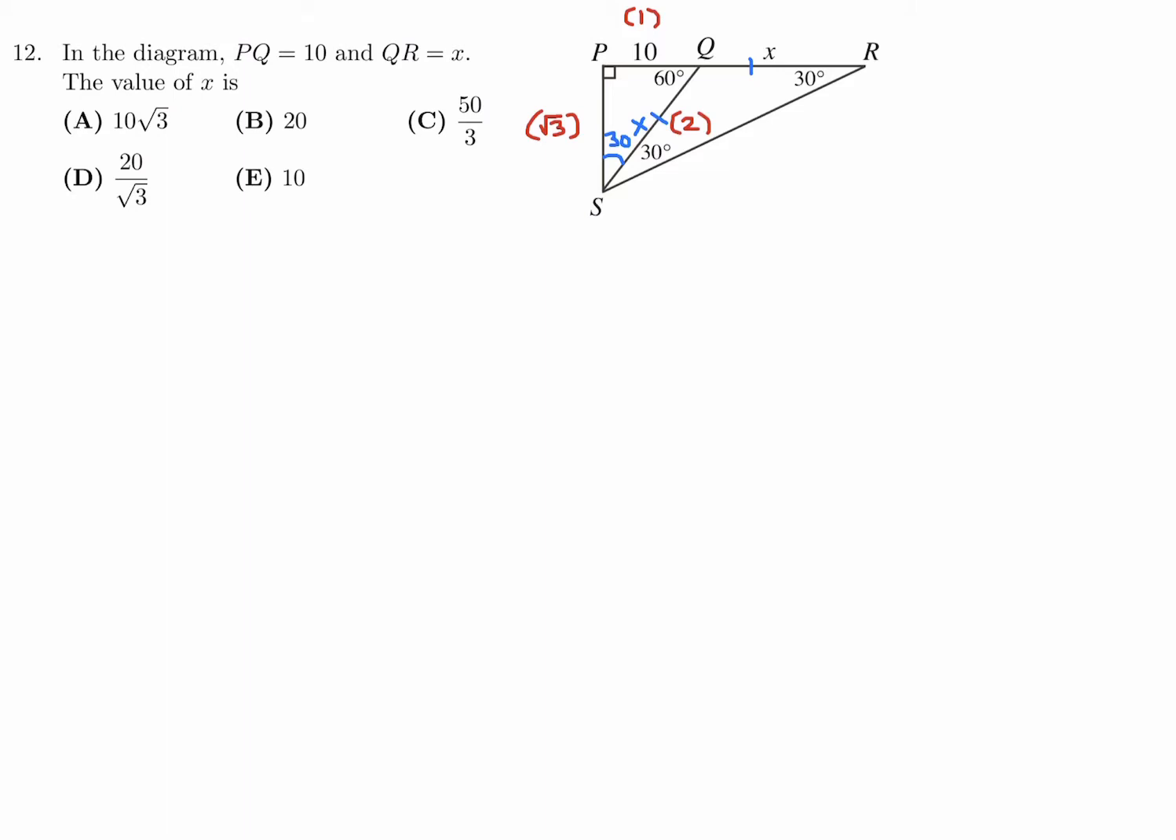So now we can use those ratios to figure out x. x over 10 is equivalent to 2 over 1, right? This over this is equivalent to the ratios, which are 2 and 1. So you solve for x now. Cross multiplying gives you x is equal to 20. And therefore, number 12, the answer is B.